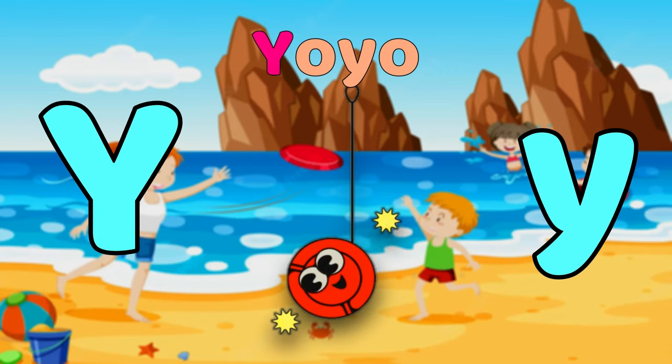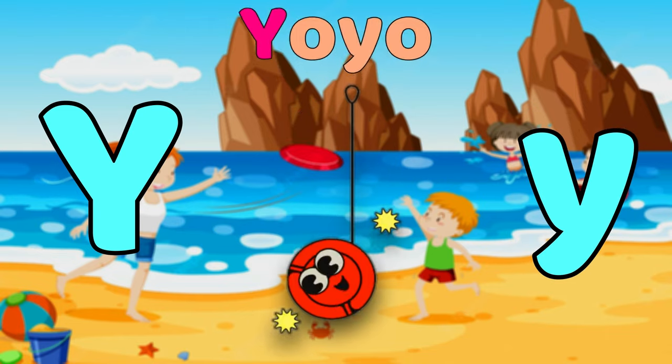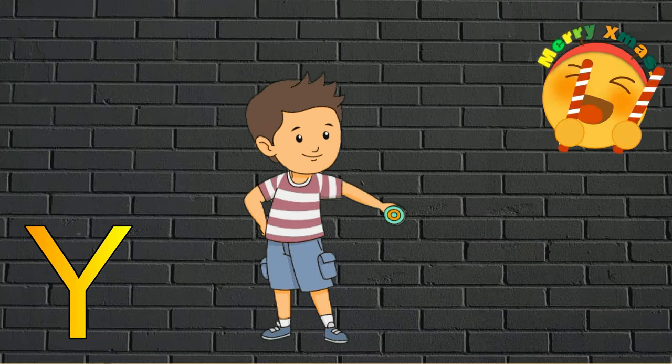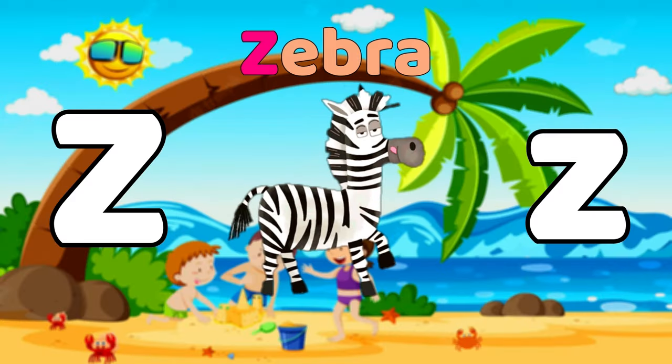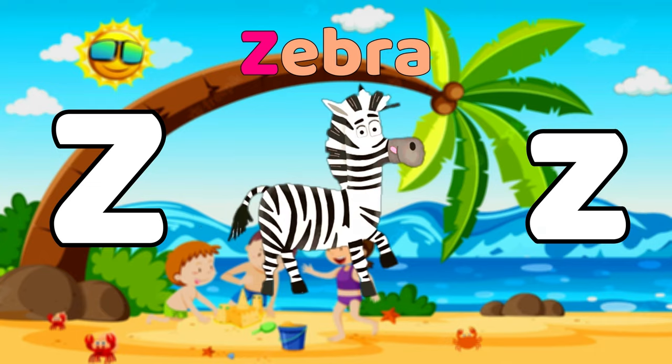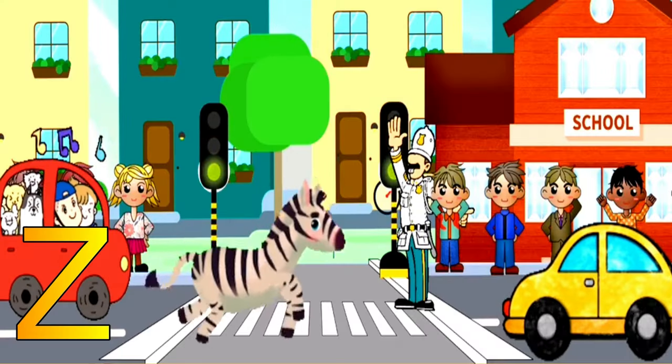Y is for yo-yo, y-y-yo-yo. Y, yo-yo. Z is for zebra, z-z-zebra, z-zebra.